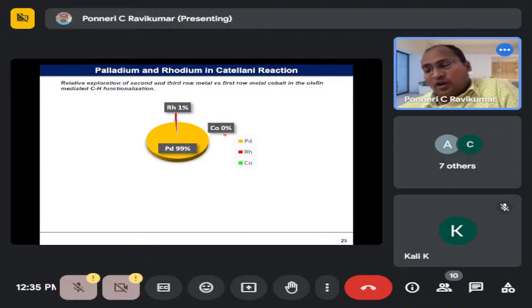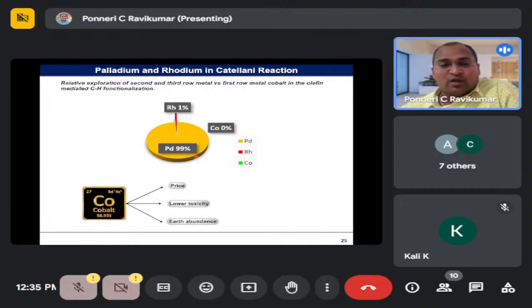So we thought, if we can do this transformation with cobalt, it will not only reduce the cost, but it is also less toxic and easily available. So that was one of our ideas, to replace.